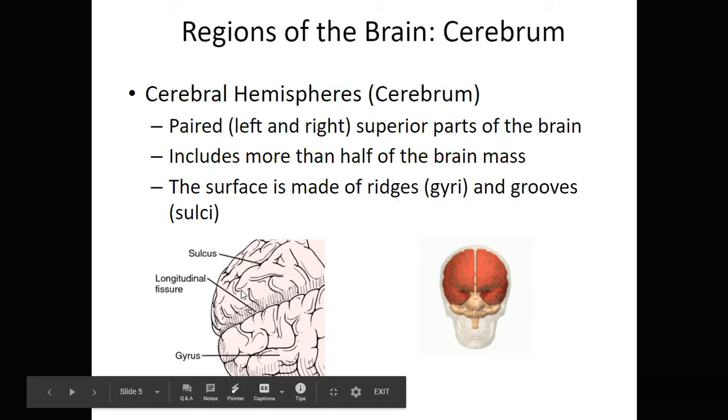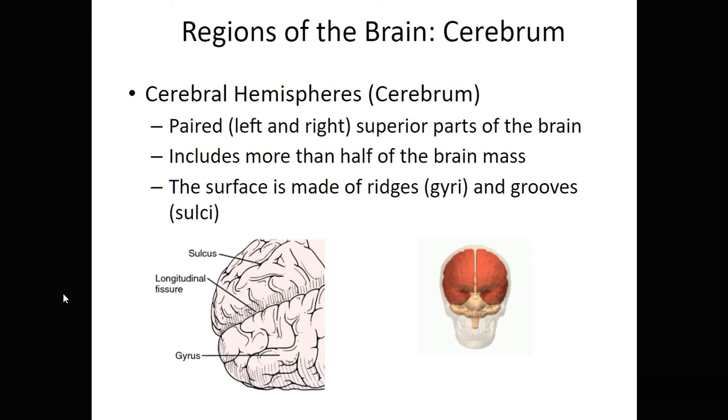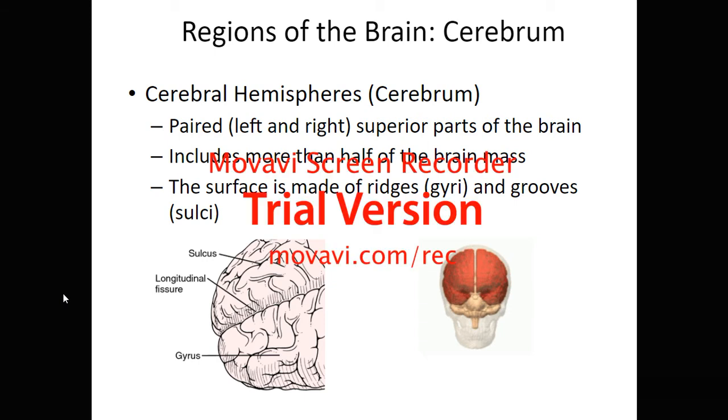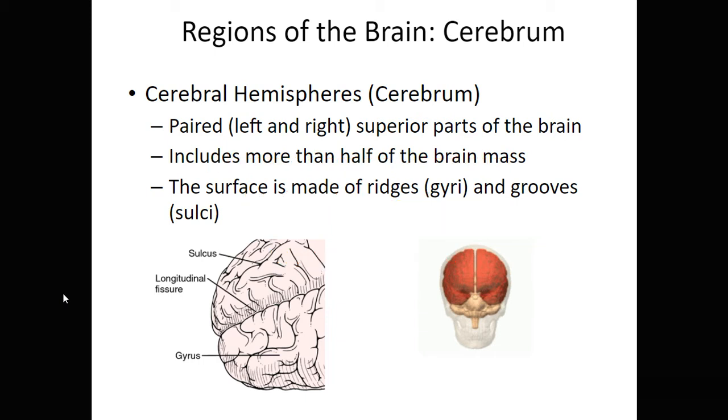longitudinal fissure. Again, fissures are going to be a very deep groove, and that can simply break the brain into the left and right hemisphere. And essentially, the right and left hemisphere are going to communicate with each other through the corpus callosum. And we'll talk about the corpus callosum more later on, and you'll be able to see it in other figures and diagrams that we have, but you can't see it right now.